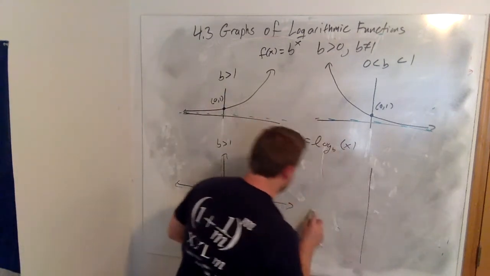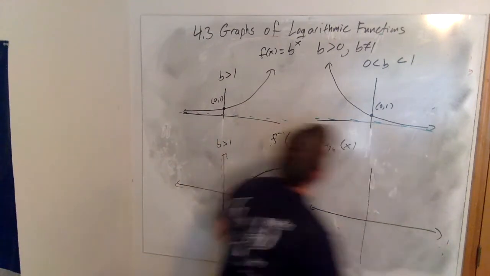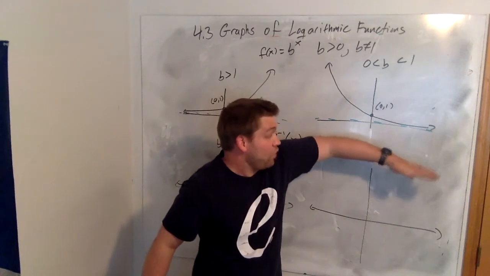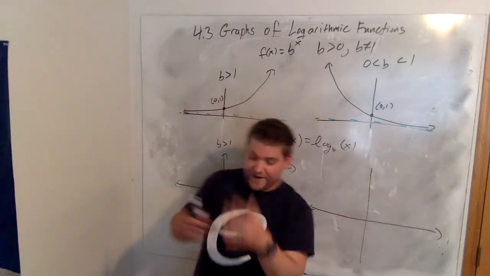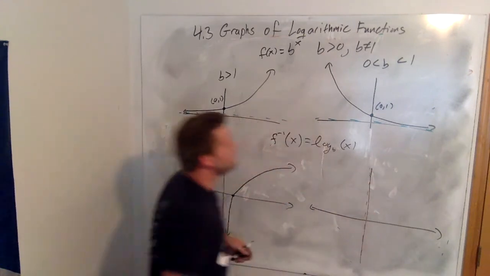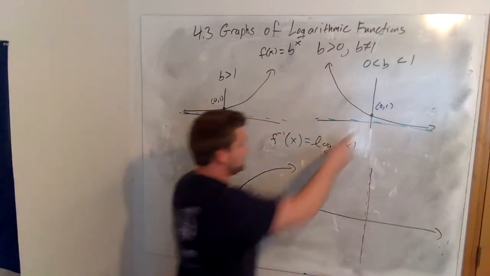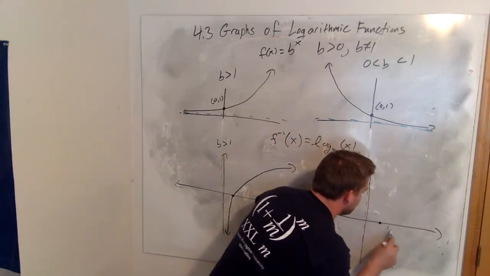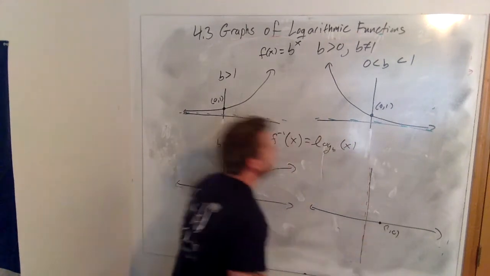Well, what if b is a fraction? Same thing's going to happen. This horizontal asymptote will become a vertical asymptote. And we'll still have the point 1, 0 here.